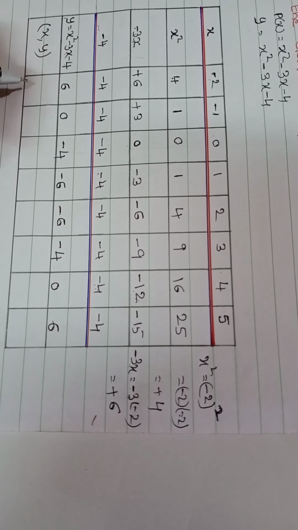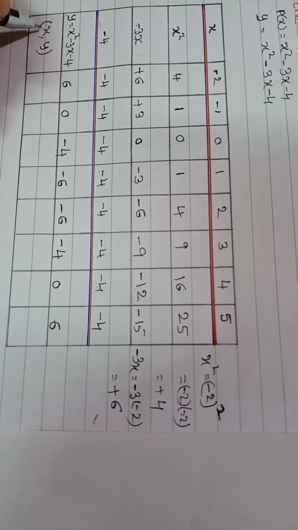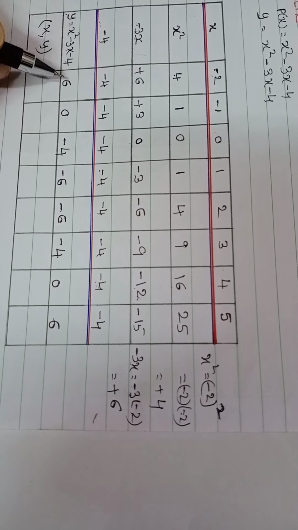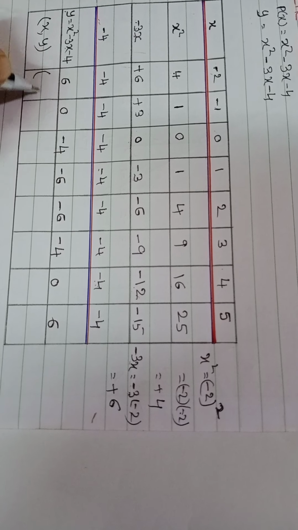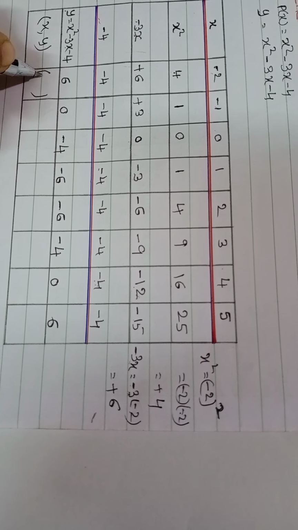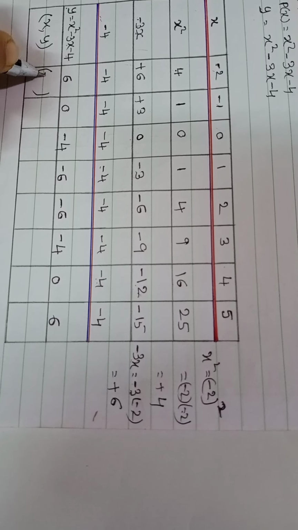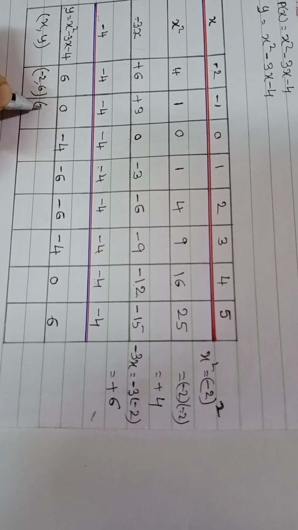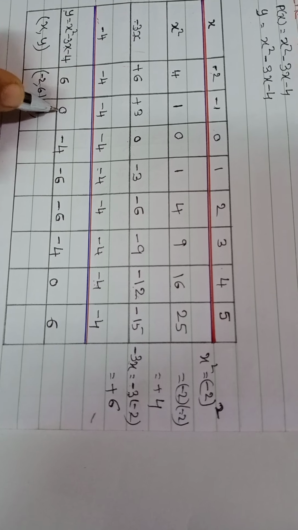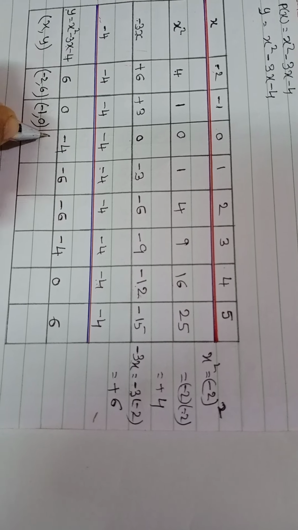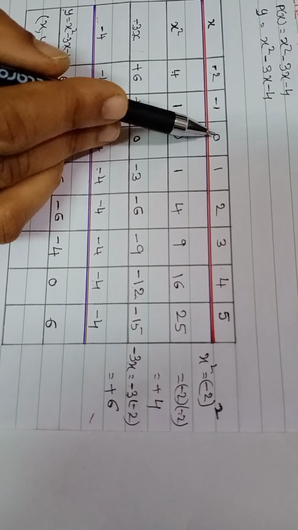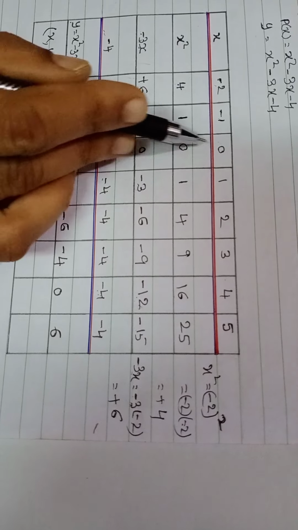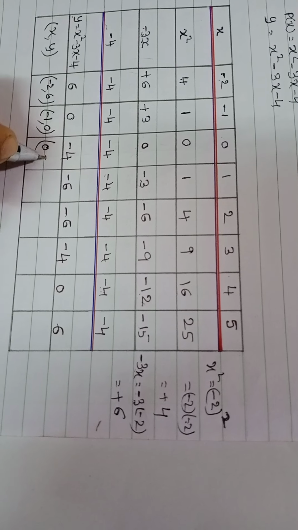So, if x is equal to minus 2, then we get y value is 6. This is a pair of values, x comma y: minus 2 comma 6. If x is minus 1, then y is 0. If x is 0, y is minus 4.